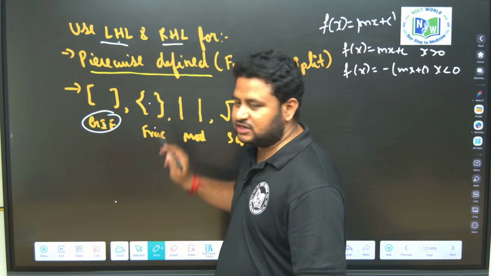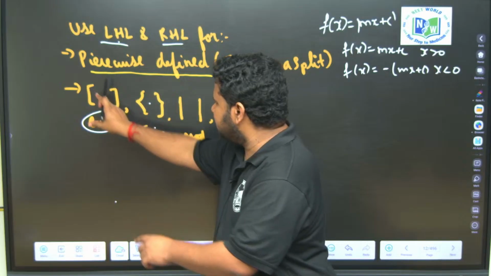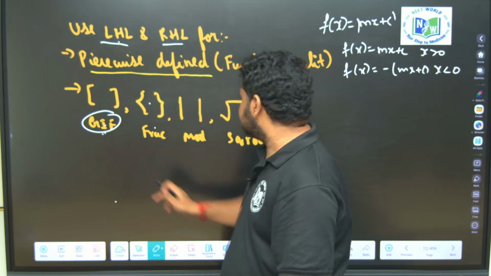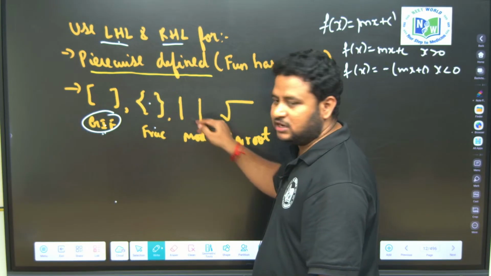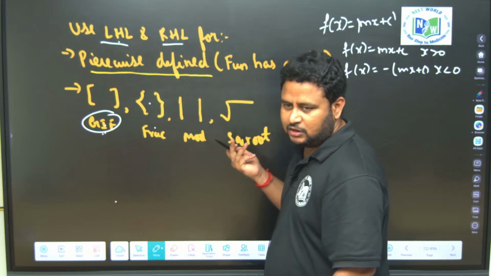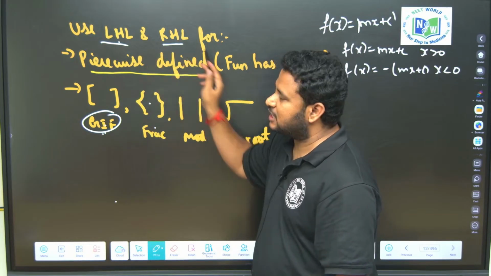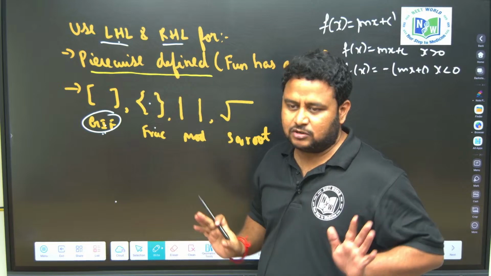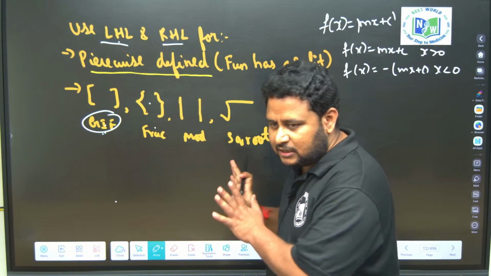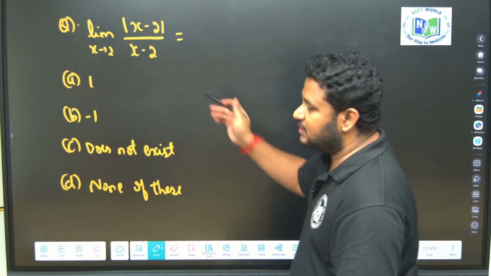This flower bracket means fractional function. Square bracket means greatest integer function. This line is the modulus function, so whatever is within it will become positive. This is the square root, you already know that. So for such kinds of functions you will use LHL and RHL and find out whether the limit exists or not. I hope it is clear. Now we will see the question. We will use LHL and RHL to find whether the limit exists or not.